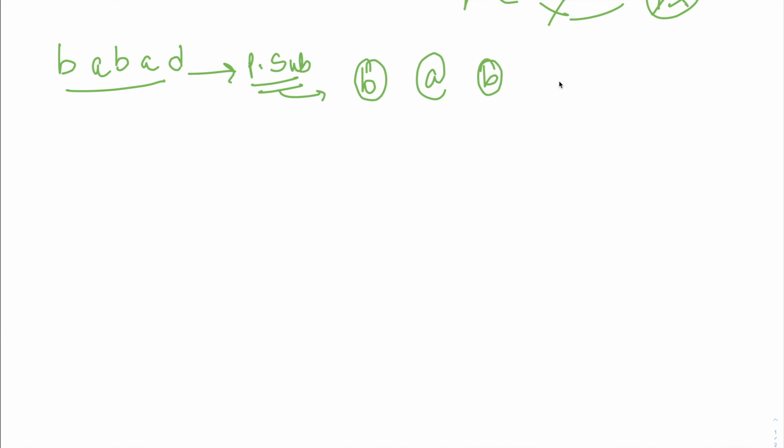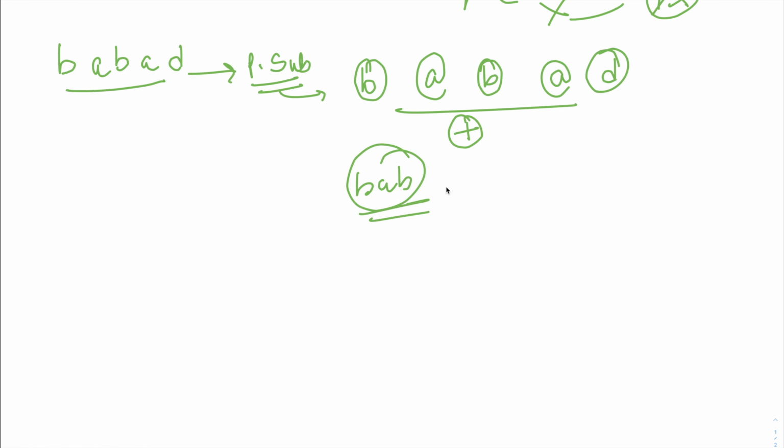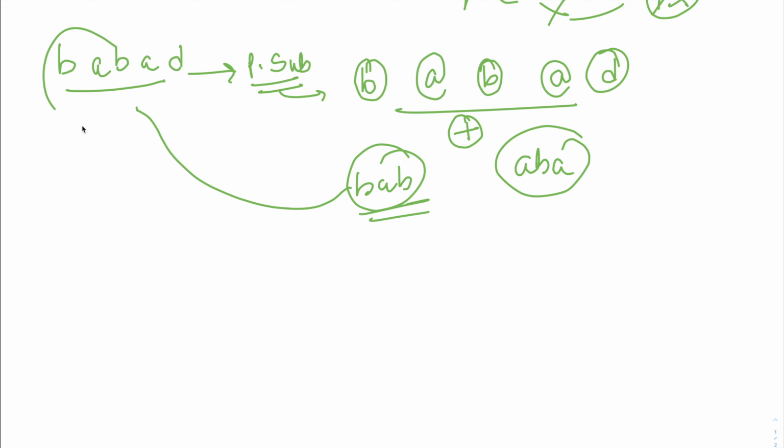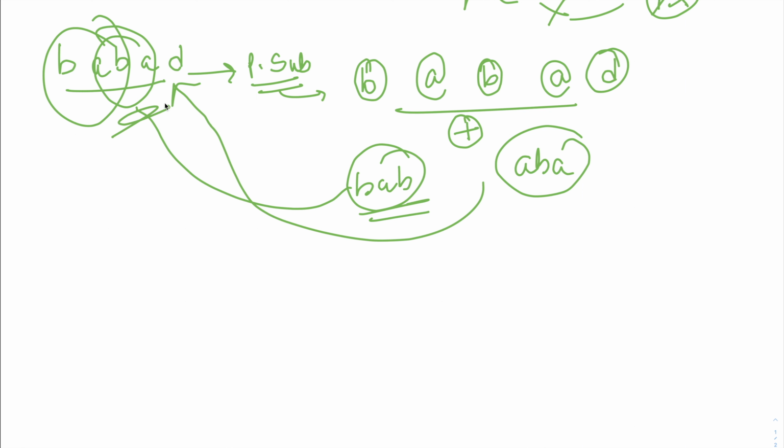BABAD. Let us see what the palindromic substrings are in this case. B is a palindromic substring. A is also a palindromic substring. Similarly, B, A, D. These all are palindromic substrings. Plus BAB is also a palindromic substring, and ABA is also a palindromic substring. So we have a total of seven palindromic substrings here.